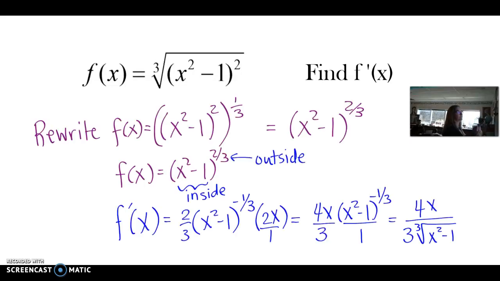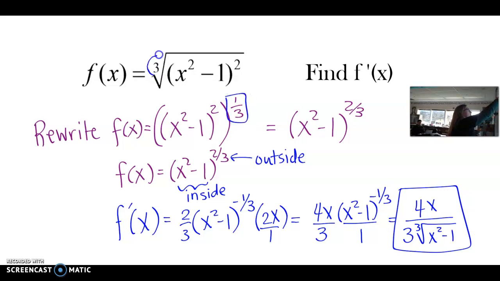All right, so you guys, hopefully you got this. This is my final answer here: 4x over 3 times the cubed root of x squared minus 1. Let me briefly go through this. First thing you want to do is rewrite a radical as an exponent. So the cubed root is the same thing as writing that thing to the 1/3 power. And then I multiplied my exponents together, so I ended up rewriting it to this.